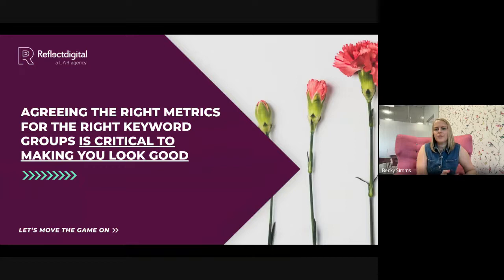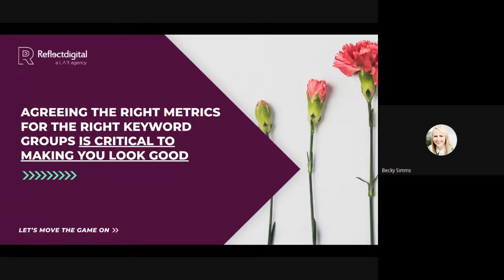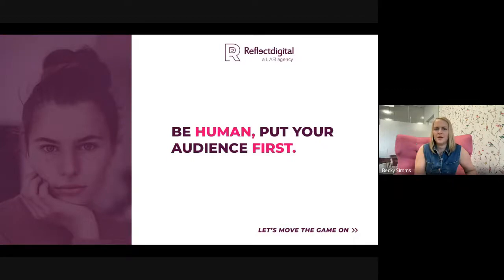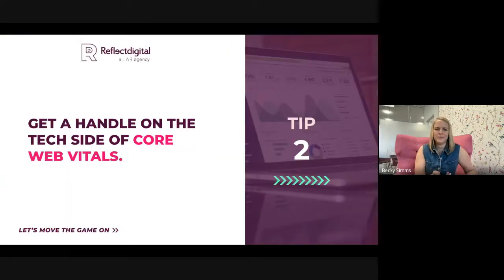And making sure that we're agreeing the right metrics for the right keyword groups is critical to making you look good and ensuring that you're setting your strategy up for success. Top tips are: be human, put your audience first, put yourself in their shoes. And if you can't easily put yourself in their shoes, talk to your audience and be getting feedback from them.